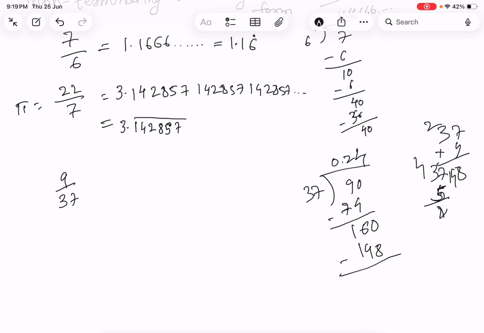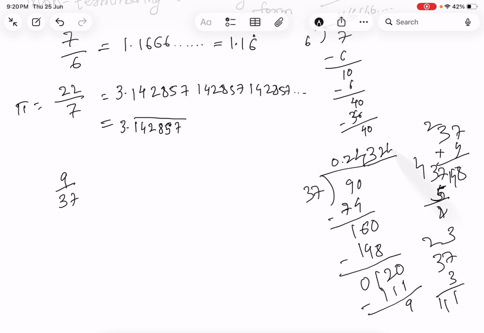Subtract, and then of course you have 120, then again 37 times 3, which is 111, and again you are remaining with 9. So now you will get the recurring number 243 again. So your value will be 0.243 where 243 is recurring.